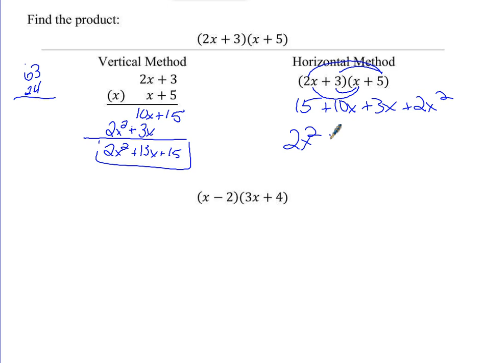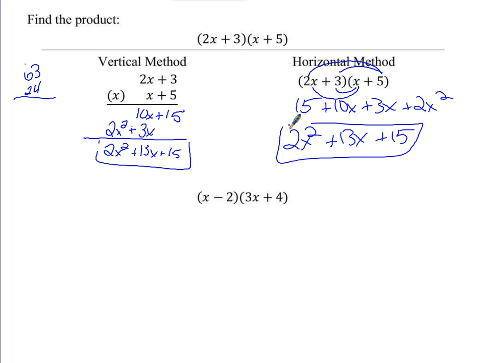And then my next term will be the 3x and the 10x becomes 13x. So I write plus 13x. And then finally that plus 15. And there's your answer this time. Notice you got the same exact answer both times. So we call it the vertical method or the horizontal method. Either one of those works for when you're multiplying two polynomials together.